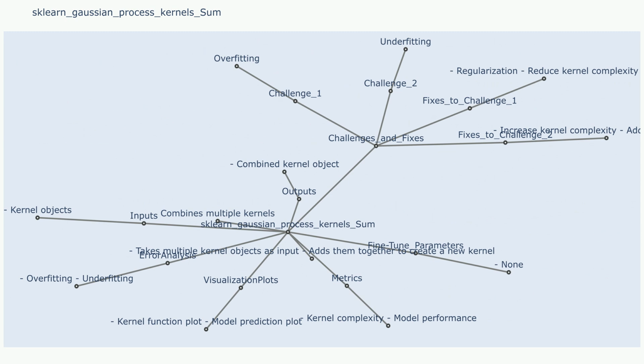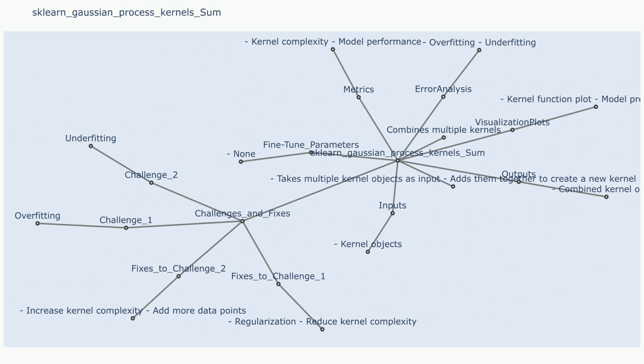Visualization plots. Visualization plot 1. Scatter plot of data with the fitted Gaussian process model. This plot helps visualize the model's ability to capture the underlying relationships in your data. Visualization plot 2. Heat map of the covariance matrix. This plot helps visualize the relationships between data points as defined by the combined kernel.